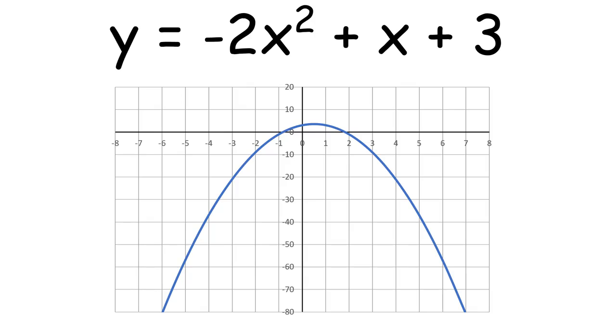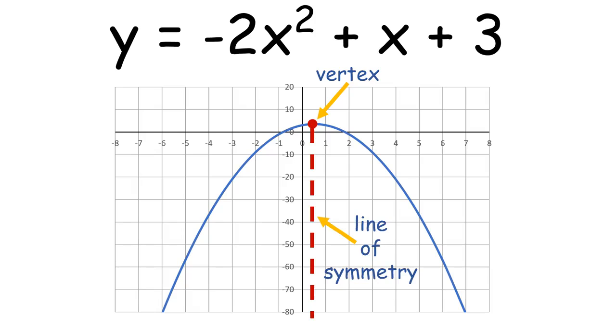Now the point at which the parabola reaches its maximum or minimum y value, depending on whether it's downward opening or upward opening, is called its vertex. The vertex is located at the x value of the parabola's line of symmetry.